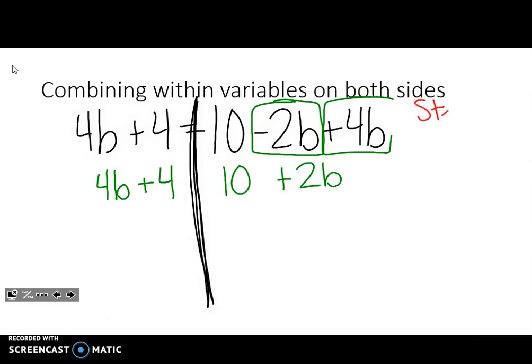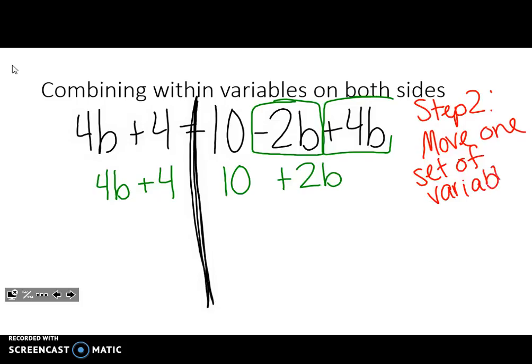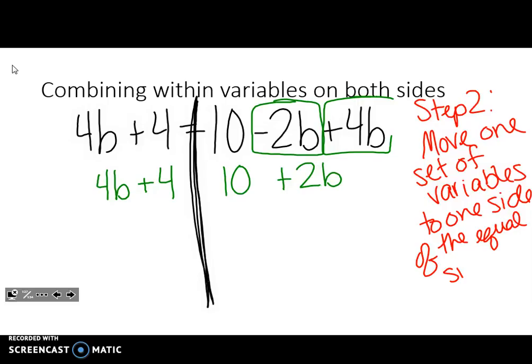All right, so step 2 is to move one set of variables to one side of the equal sign. So right now we have variables on both sides of our equation. We need to move it to the other side. Remember, when we move things across our fence, we have to use the opposite operation.